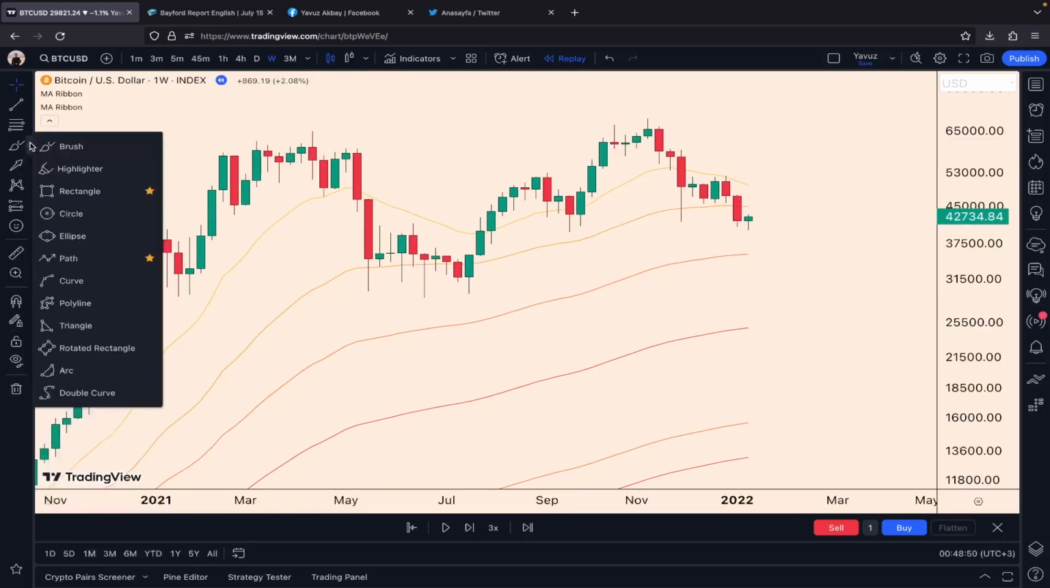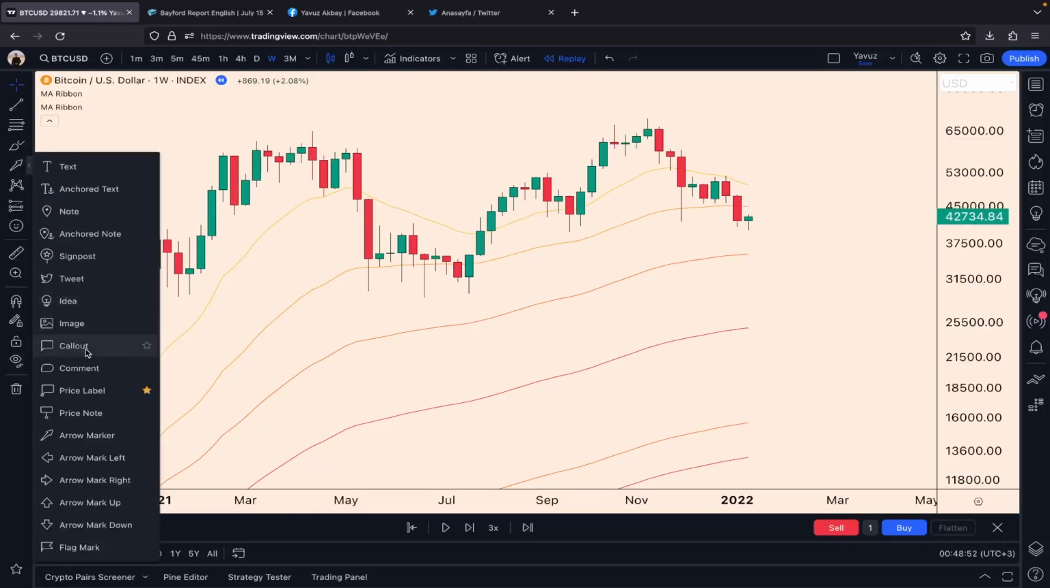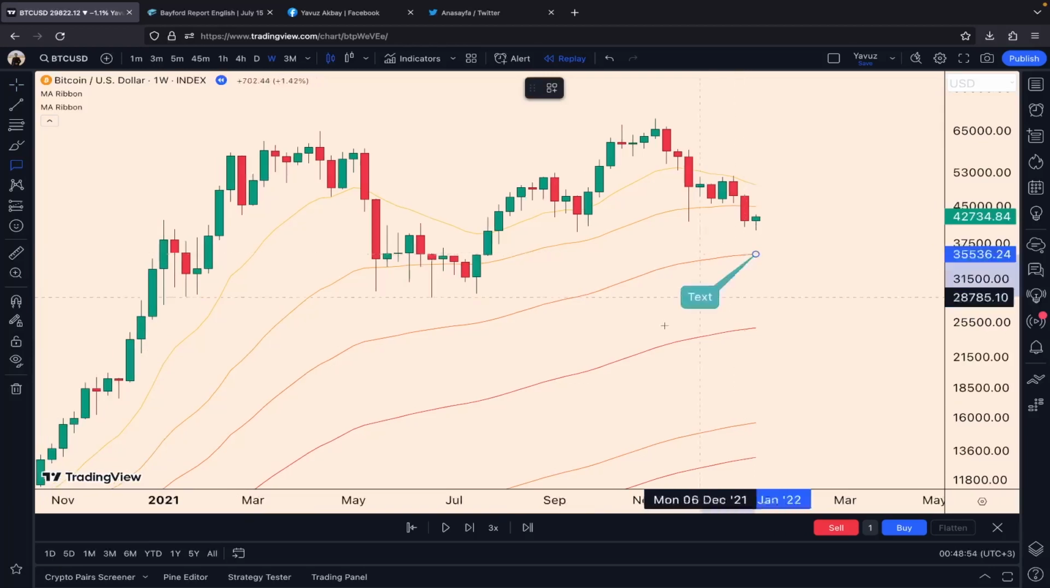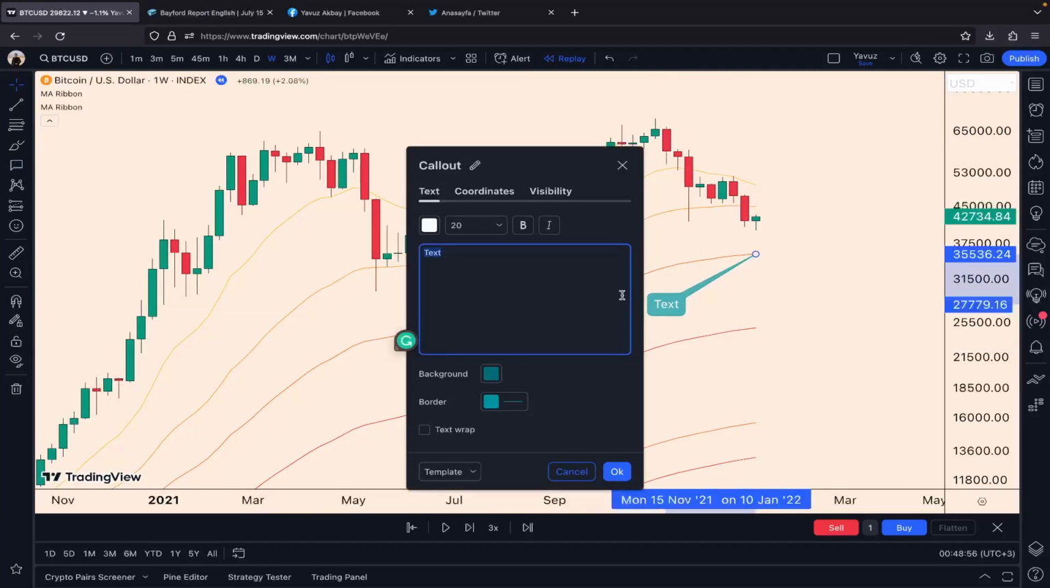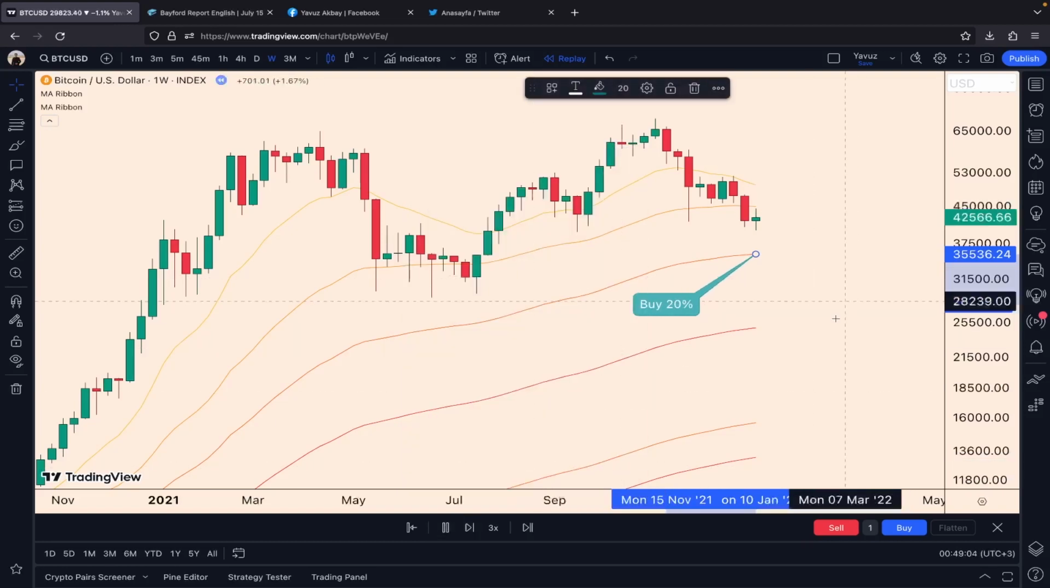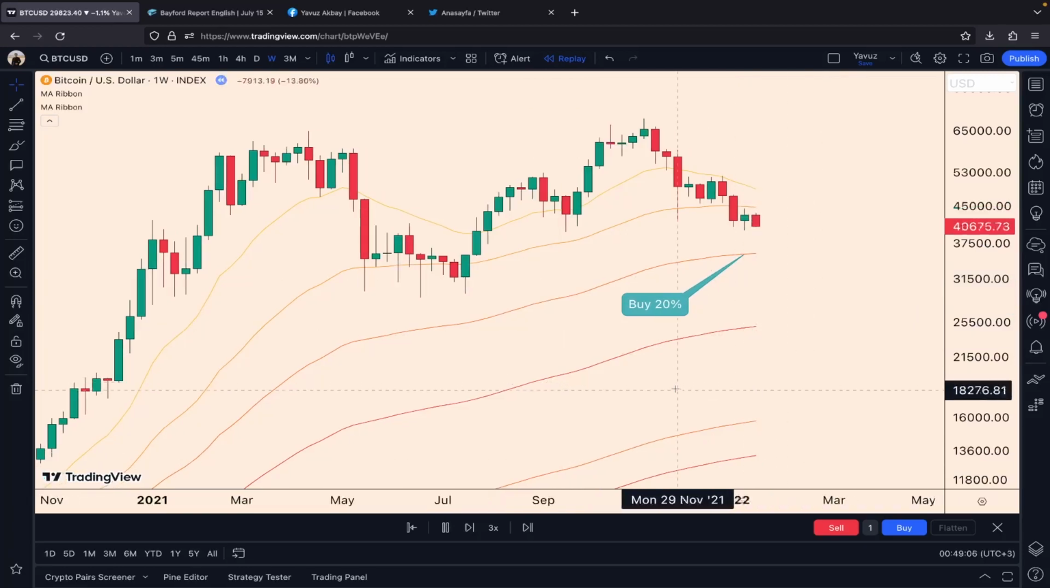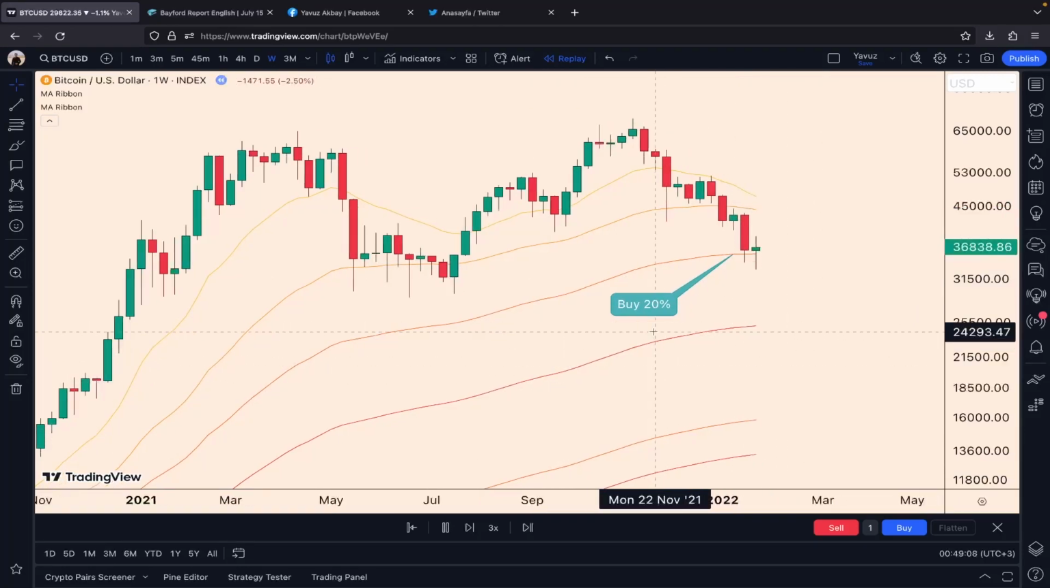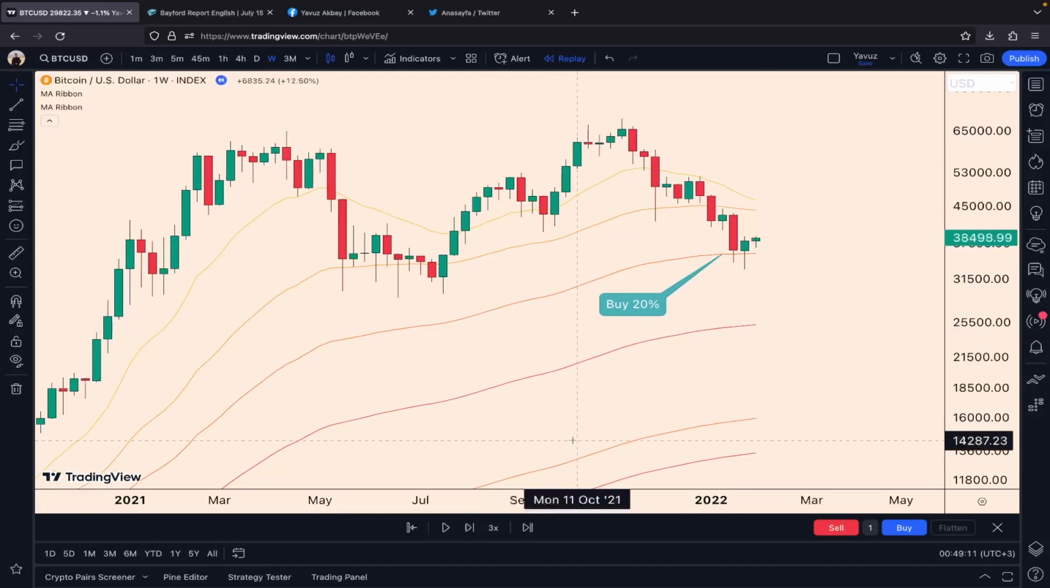Right now, I'm looking to buy at EMA 100 with 20% of my capital. All right, I'm going to buy 20% of my capital. Okay, let's start. Here at EMA 100, I'm going to buy if it touches exactly here. Let's say I bought.